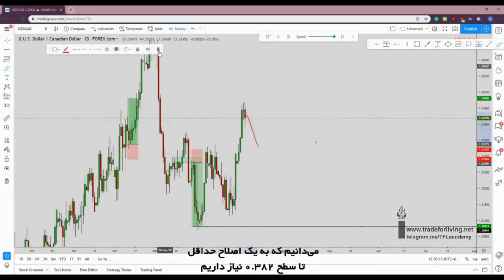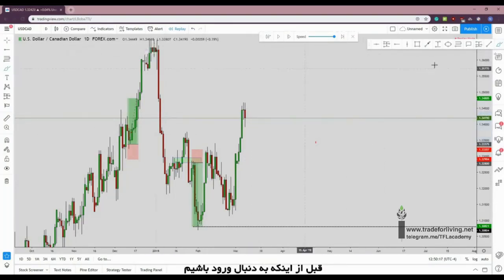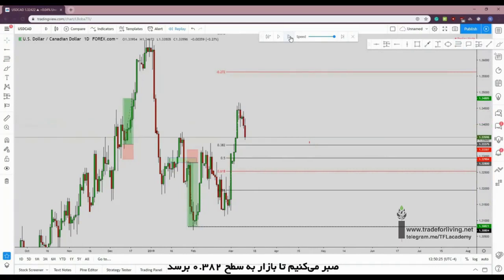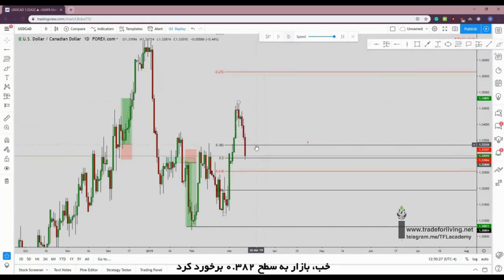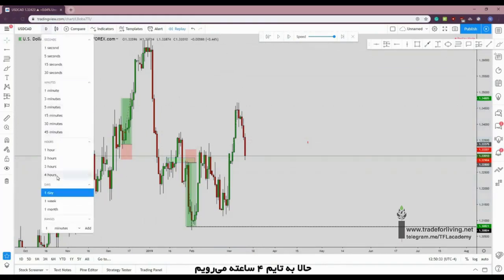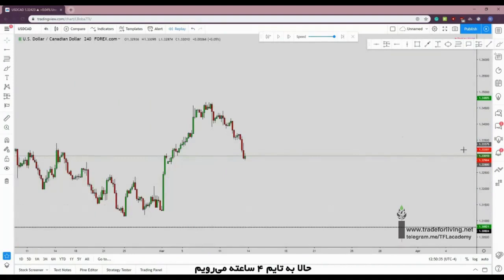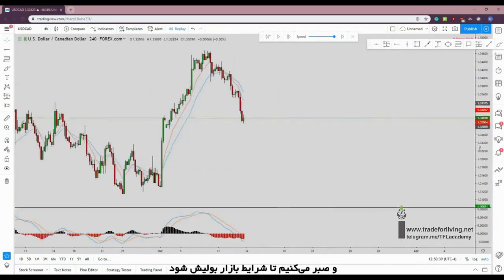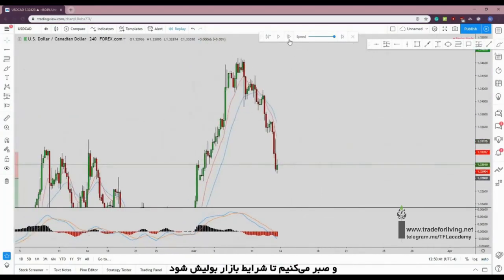We know that we need to have at least a 382 retracement before we can be looking for longs. So let's take our Fibonacci from the low to the high, and let's wait until the market hits at least the 382. Perfect. The market has hit the 382 and also has exceeded it. So let's go now on the 4-hour time frame and let's bring in indicators and wait for the environment of the market to be bullish again.